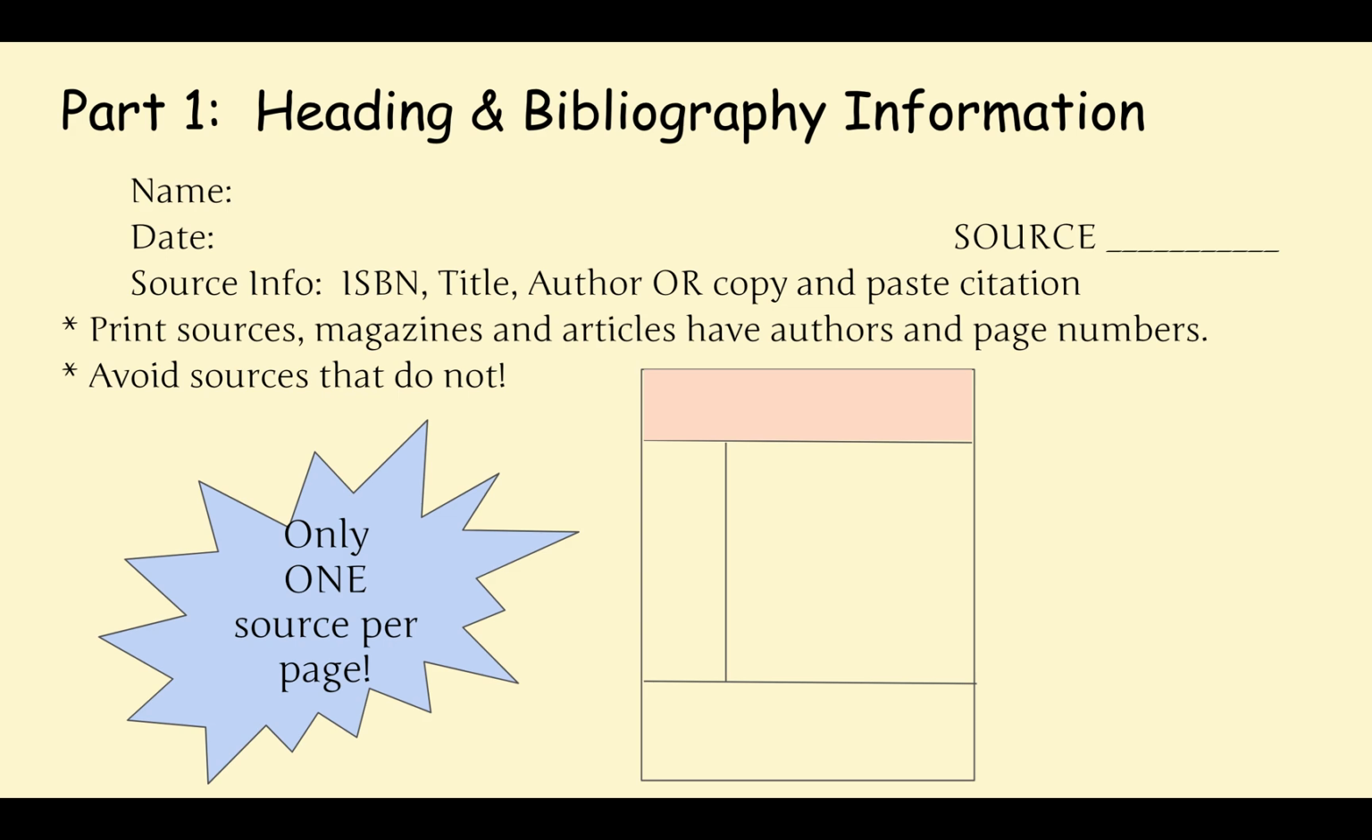Remember, you need 15 sources, so your sources should be numbered 1 through 15 here. Print sources, magazines, and articles all have authors and page numbers, so you need to avoid sources that do not. And one key idea here, I want you to know that you should only use one source per page. So again, if you have 15 sources you need to use, you will have 15 pages of notes or more.